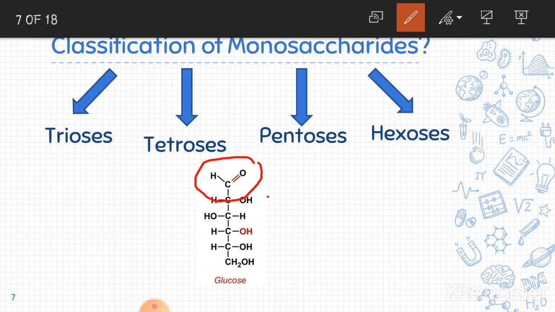How many carbon atoms do we have in glucose? 6 carbon. And we also have numerous hydroxyl groups attached to carbon atoms in this glucose. If we want to calculate the number of hydroxyl groups attached to the glucose, we may calculate them as well: 1, 2, 3, 4 and 5. So this means that 5 hydroxyl groups are attached to the glucose.